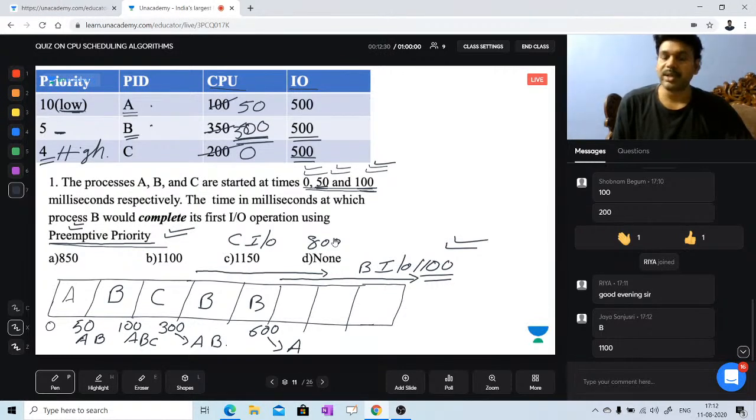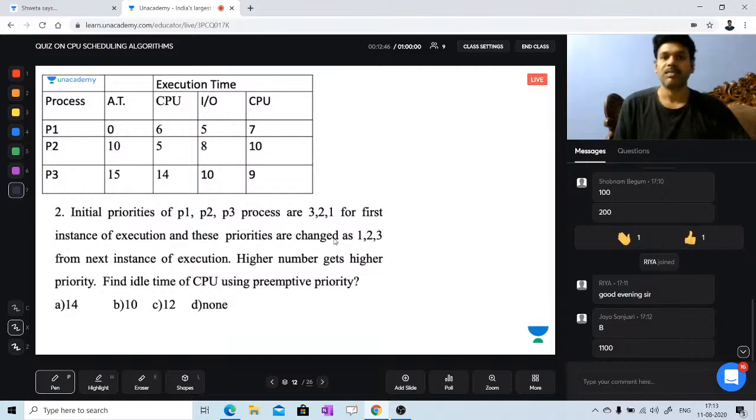So, now come to the next question. This kind of questions, very good questions I formed. Please observe all the scheduling algorithms I covered, observe carefully, and try to solve them. I hope this will be beneficial to all of you. Let's solve the second question. This is the second question. Analyze this.